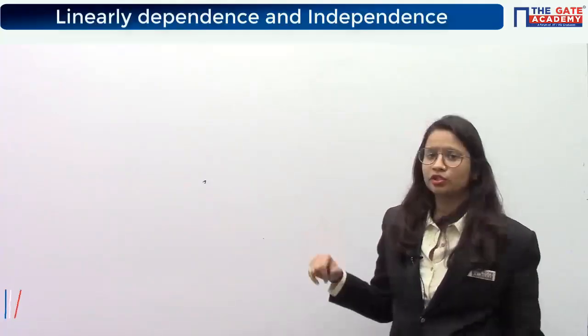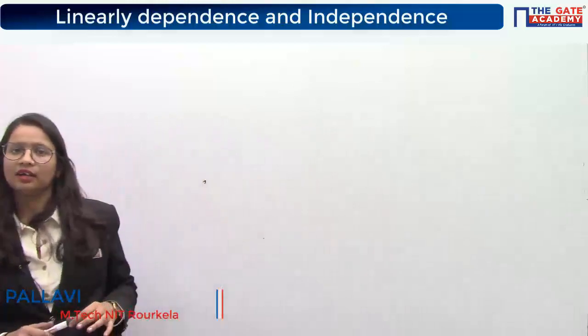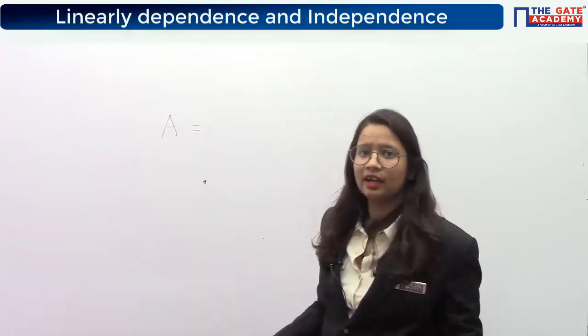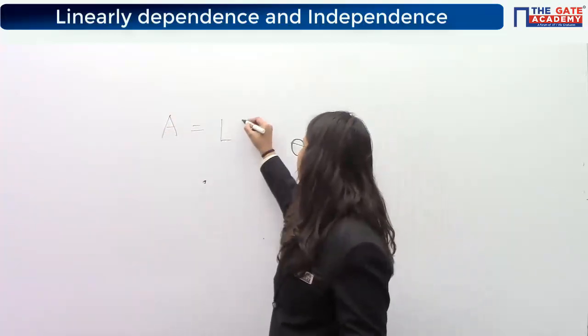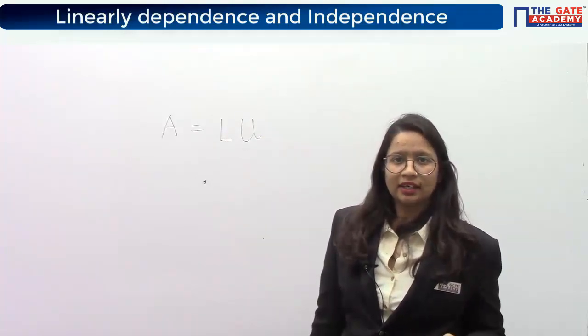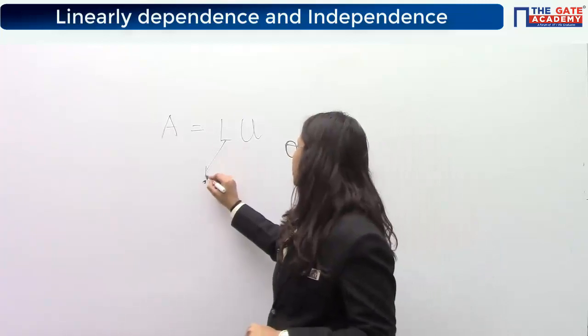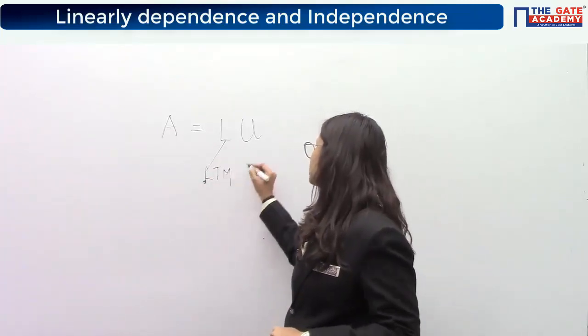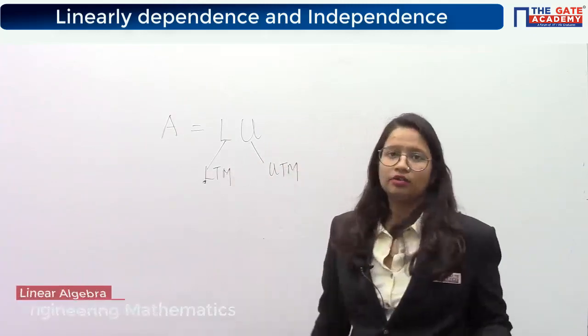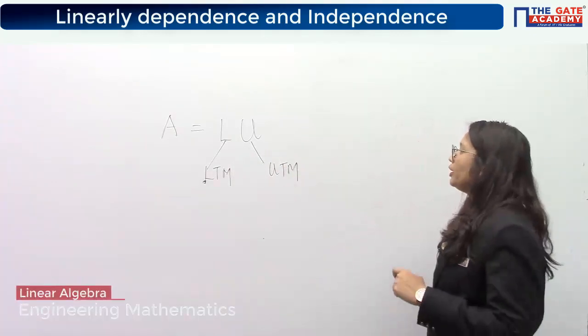Okay, now let's move to the topic LU decomposition. What it means is that if you have any matrix A, you can always decompose this matrix A into the product of two matrices which are L and U. Can you guess what L and U are? L is nothing but your lower triangular matrix and U is nothing but your upper triangular matrix.